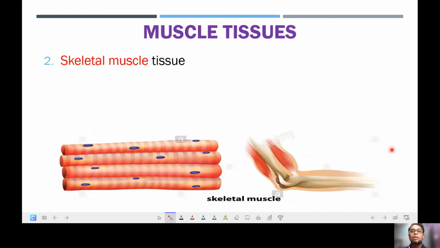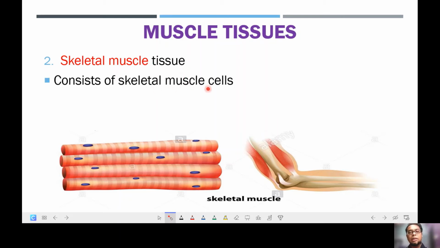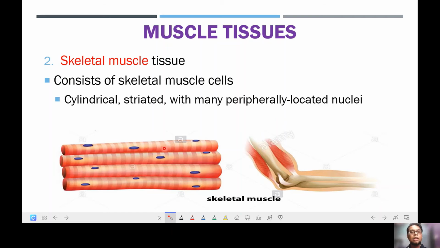The second type of muscle tissue will be the skeletal muscle tissue, which consists of the skeletal muscle cells over here. The cells are cylindrical in shape and they are also striated. That is why we can also call this skeletal muscle tissue the striated muscle tissue. And for each cell over here, we can see that there are many nuclei located at the periphery of the cell.